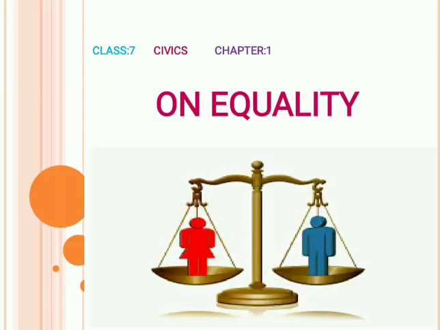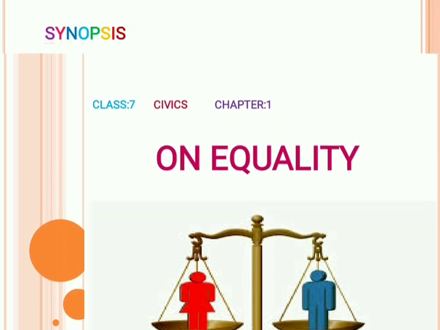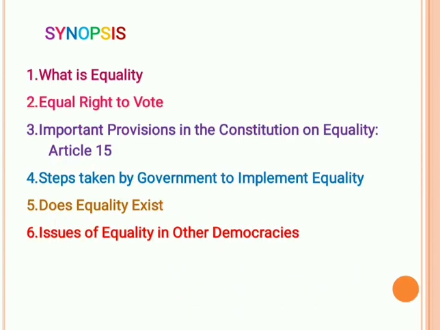Hi everyone. Let's start with class 7 Civics chapter 1 on equality. Synopsis. In this chapter we need to discuss what is equality, equal right to vote, important provisions in the constitution on equality, Article 15, steps taken by the government to implement equality. Does equality exist? And at last, issues of equality in other democracies. We can discuss all these things in detail.